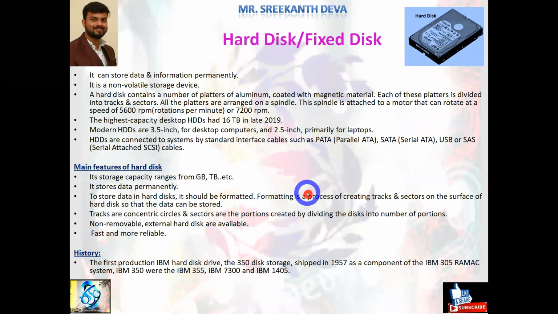To store data on a hard disk, it should be formatted. Formatting is the process of creating tracks and sectors on the surface of the hard disk so that data can be stored. Here, tracks are concentric circles and sectors are portions created by dividing the disk into a number of portions.